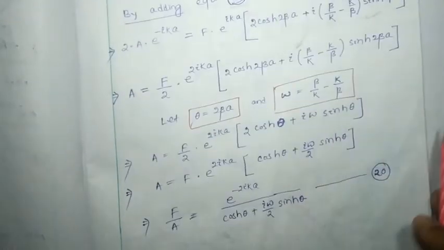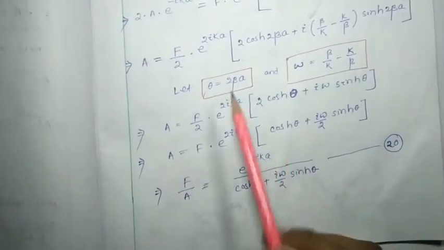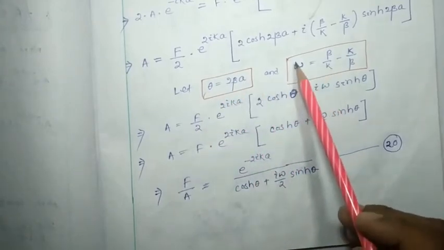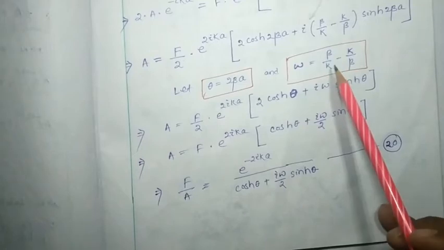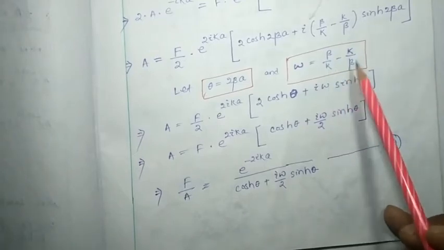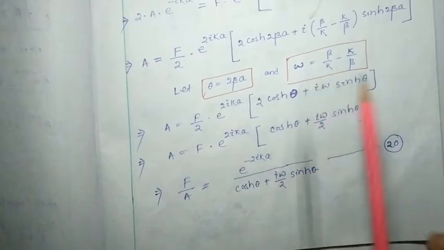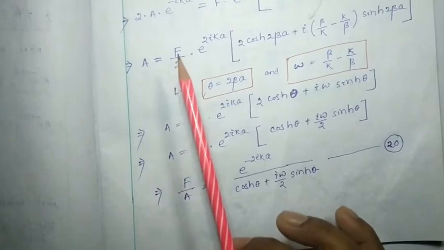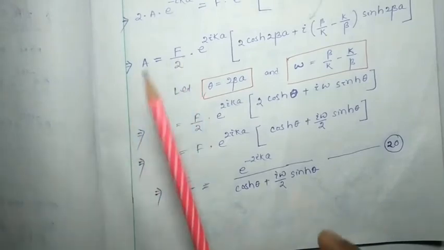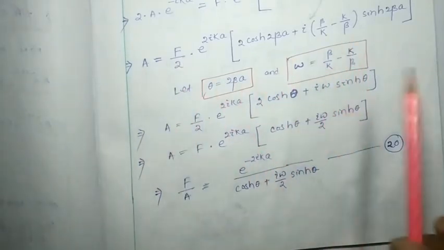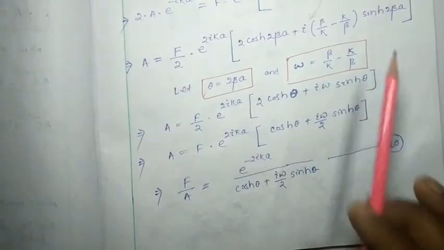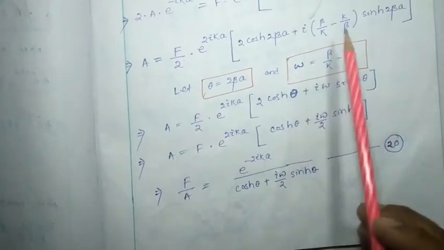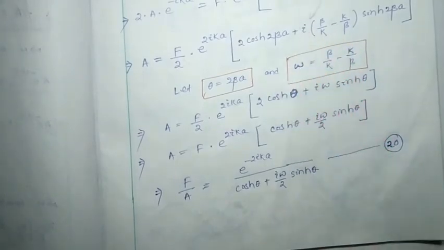Okay, now we consider that theta is 2 beta a and omega is equal to beta by k minus k by beta. Carefully you have to watch this video and write down the notes. Actually in your quantum mechanics, this one, the harmonic oscillator, is a long derivation part, so carefully watch and write the notes also. Somewhere if you make a plus or minus mistake, it will be fully wrong.